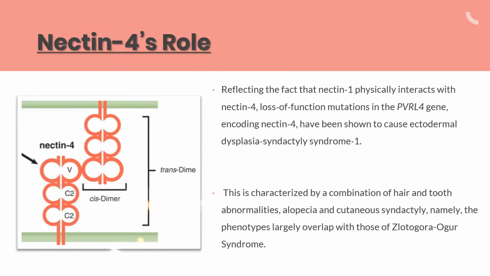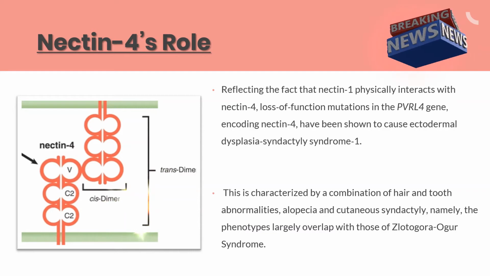Nectin 4's role. Reflecting the fact that nectin 1 physically interacts with nectin 4, loss of function mutations in the PVRL4 gene encoding nectin 4 cause ectodermal dysplasia syndactyly syndrome 1. This is synonymous with the Zlotogora-Ogur syndrome name. It is characterized by a combination of hair and tooth abnormalities like alopecia and cutaneous syndactyly, namely phenotypes that largely overlap with those of Zlotogora-Ogur syndrome. And I'll be talking more about those phenotypes a little bit later on.